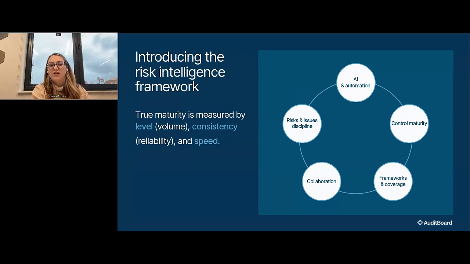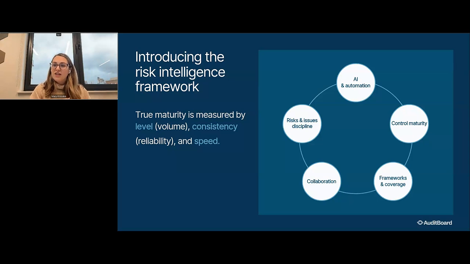And this is where we want to introduce the risk intelligence framework. This is a framework that we put together based on different research that we did talking to customers. What it really says is that when it comes to true maturity, it's not just about activity for its own sake. It's not just about how many controls you have, or how many frameworks you're able to manage. Logging risks, mapping frameworks, running audits, those are absolutely necessary, but it doesn't necessarily mean that you're mature. What matters is whether these activities are performed consistently, at speed, and at scale.